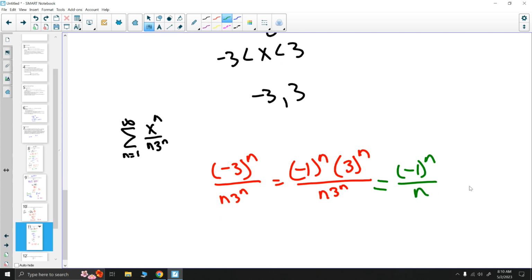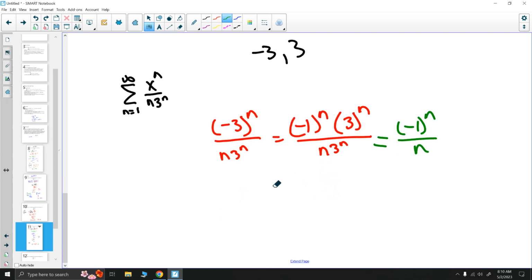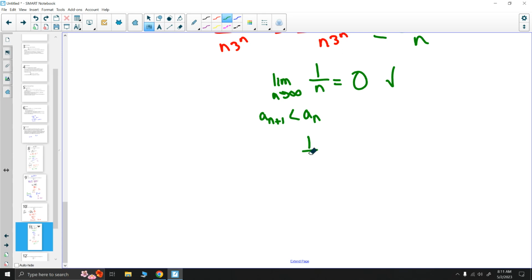So this is an alternating series. We are going to do the alternating series test. We have to show that the limit as n approaches infinity is 0. So that is 1 over n. So this does, in fact, go to 0. So that's the first check. The next check is that we need to make sure that b sub n plus 1 is less than b sub n for all n. So that is to say 1 over n plus 1 is less than 1 over n.